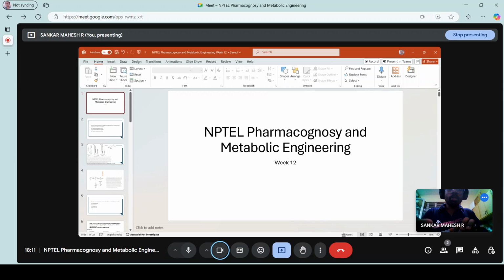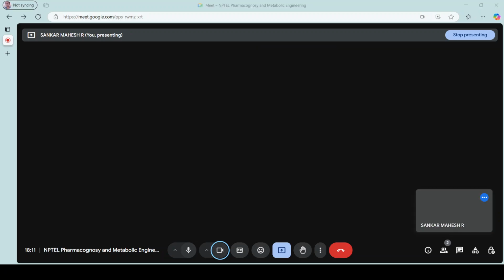Good evening. In today's class, we look at sample problems for week 12 of the Pharmacognosy and Metabolic Engineering course. The first question is: select the bacterial species that are capable of utilizing ferulic acid as sole carbon source. Four options are given here: Pseudomonas fluorescens AN103, Pseudomonas aeruginosa AN107, Pseudomonas fluorescens AN107, Pseudomonas aeruginosa AN103.